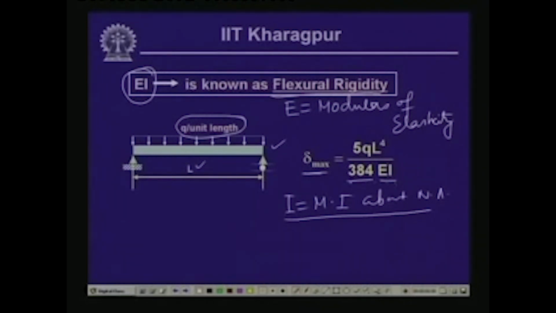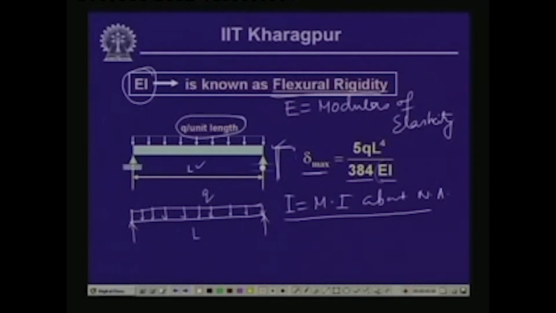Now, let us assume that we have two beams which are identical, that means they have the same length, they are subjected to the similar intensity of the loading which is q, and they are made out of the same material, so that the value of E is the same for both the beams. Now, the only difference between these two beams is in the cross section.